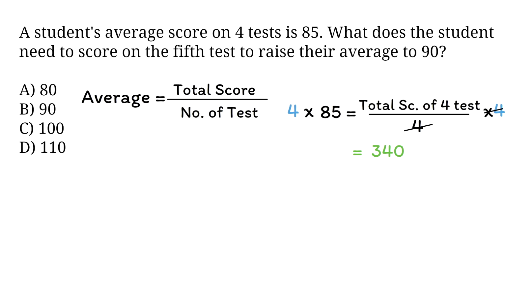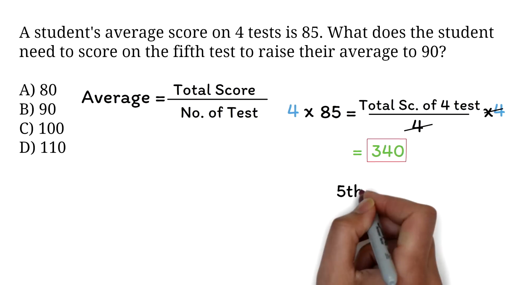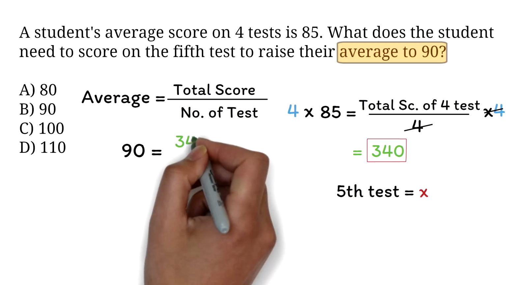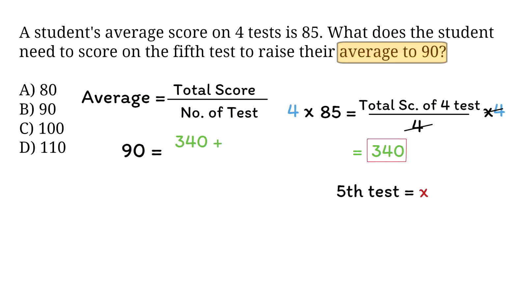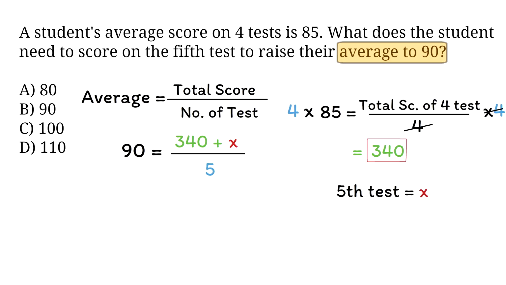Average of the 5 tests is total scores of all 5 tests divided by the number of tests taken. We know the total for 4 of the tests, which is 340. Let's represent the score for the 5th test by x. So the average of the tests, which has been given as 90, will be equal to the sum of the 4 tests, which is 340, plus the 5th test, which is x, divided by the number of tests taken, which we know is 5. Now we solve for x to know the score of the 5th test.